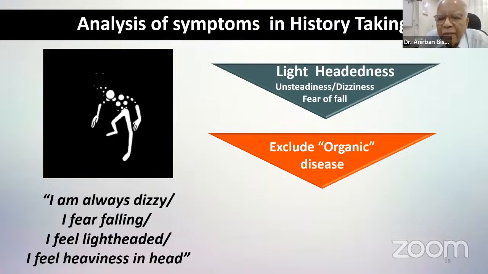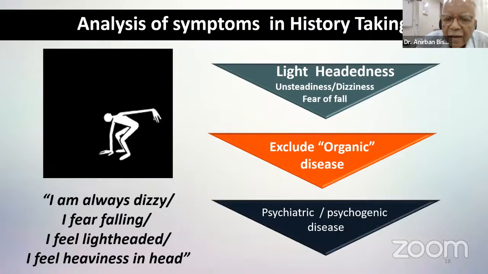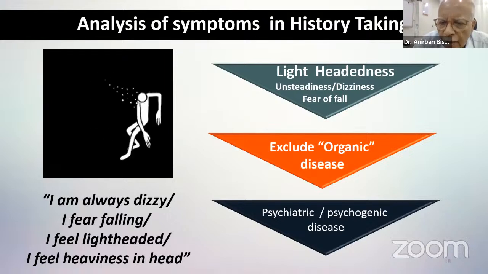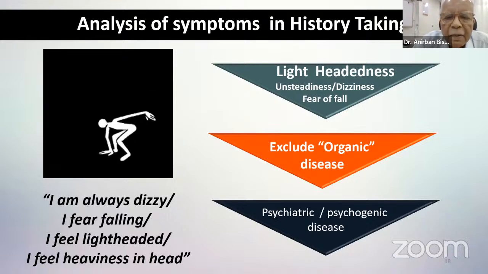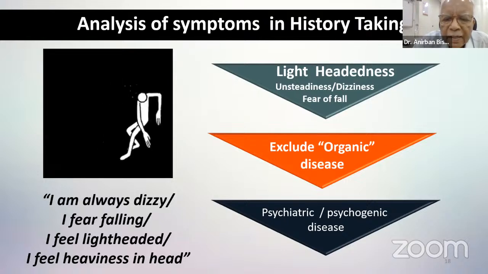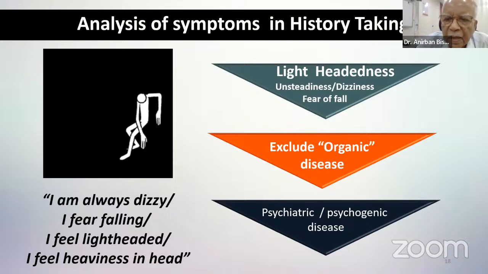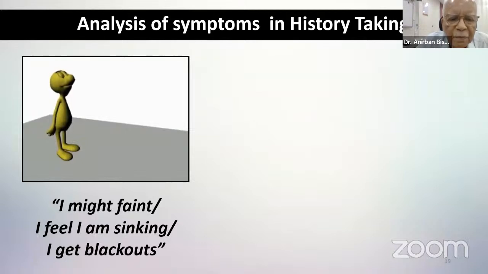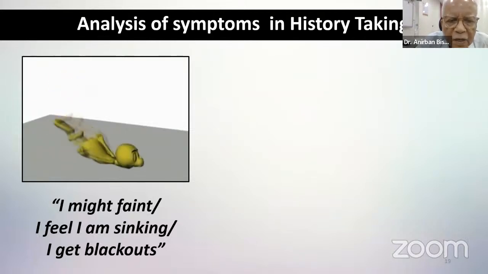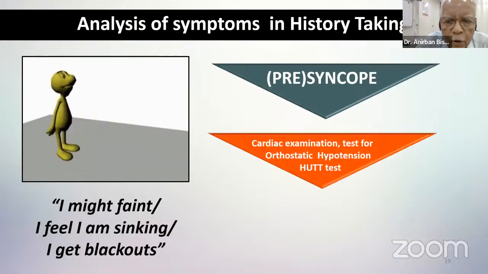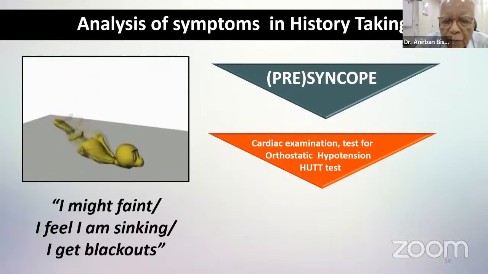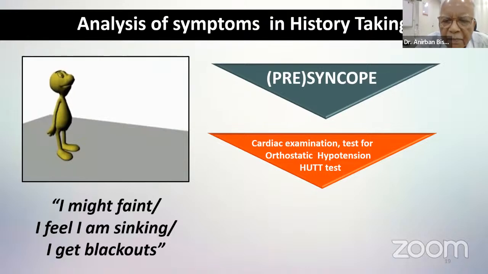Exclude organic diseases, that has to be done, like orthostatic hypotension and panic attacks. If these have been ruled out, then think about a psychiatric or a psychological disease. These patients are very difficult to deal with. If the patient says that I might faint, I am sinking, and I get blackouts, it is presyncope or syncope. There a cardiac examination, a test for orthostatic hypotension, and a head-up tilt table test is necessary.